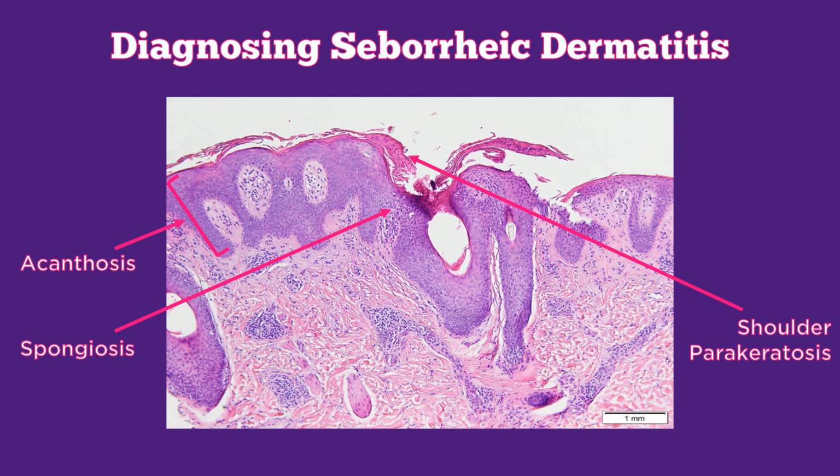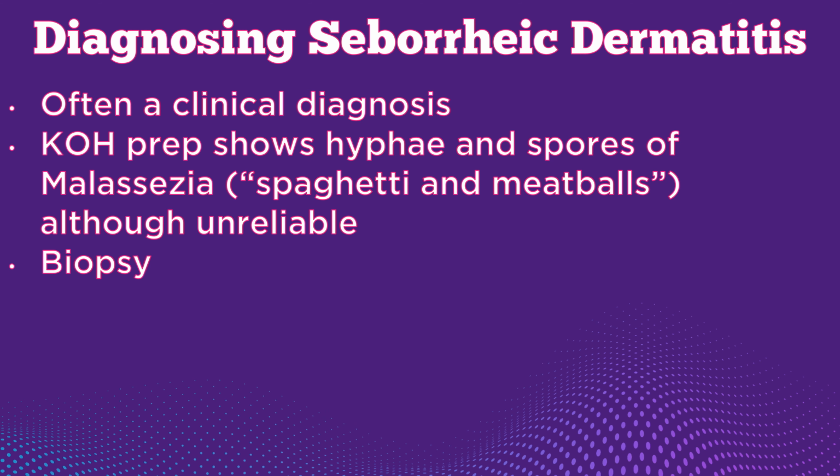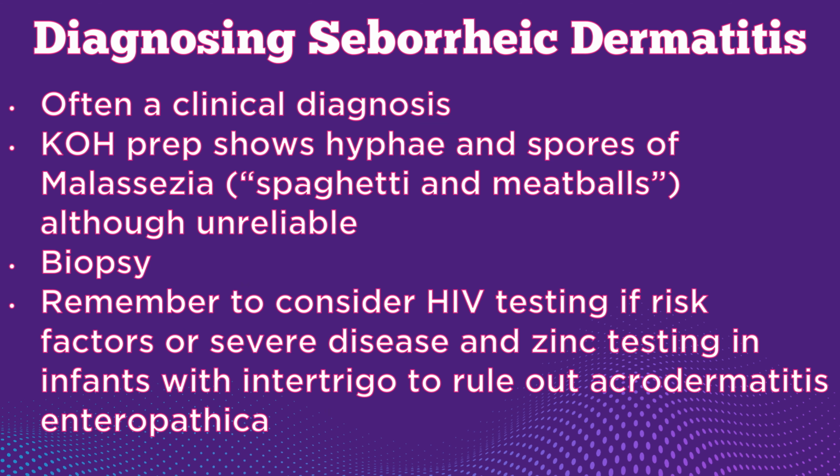So besides acanthosis, Seb Derm classically shows spongiosis and something called shoulder parakeratosis, which means the parakeratosis is concentrated at the edges of the hair follicles where they reach the surface of the epidermis. So besides a KOH or a biopsy for the workup, remember to consider HIV testing if risk factors or severe disease is noted, along with zinc testing for infants with intertrigo where you want to rule out acrodermatitis enteropathica.